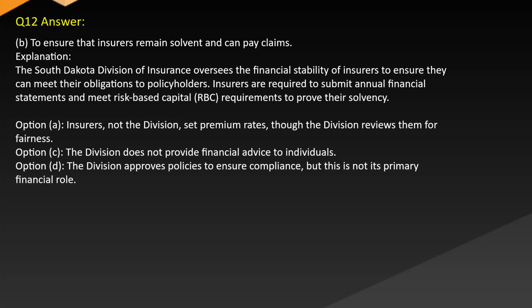Option A. Insurers, not the division, set premium rates, though the division reviews them for fairness. Option C. The division does not provide financial advice to individuals. Option D. The division approves policies to ensure compliance, but this is not its primary financial role.